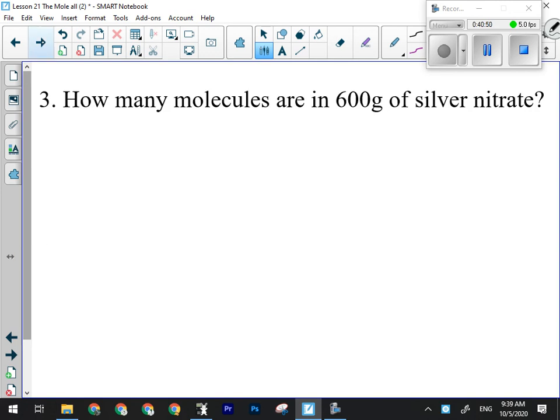Okay, so here's our next example. We are looking for how many molecules are in 600 grams of silver nitrate. I'll give you a second to get that one written down. As always, we want to start out by writing down our givens. We're looking for how many molecules, so I'm going to write number of molecules here in my givens and put a question mark beside that. That's number of molecules, not hashtag molecules, by the way. Are in 600 grams of silver nitrate. What did they give me? The 600 grams, little m.